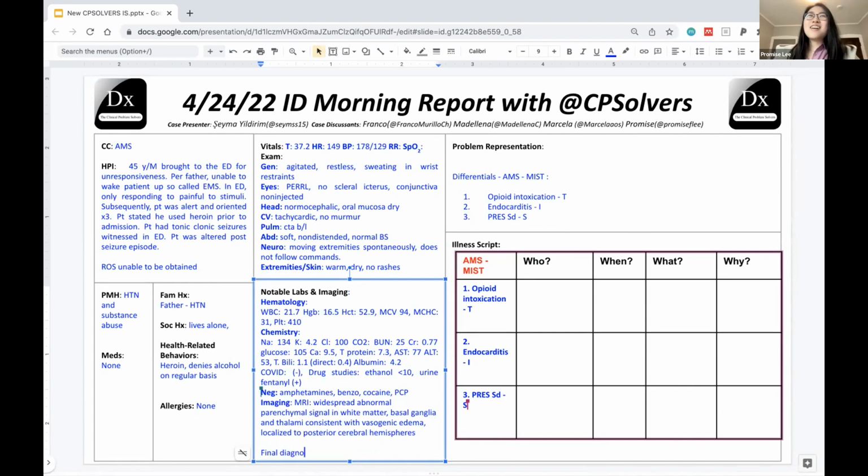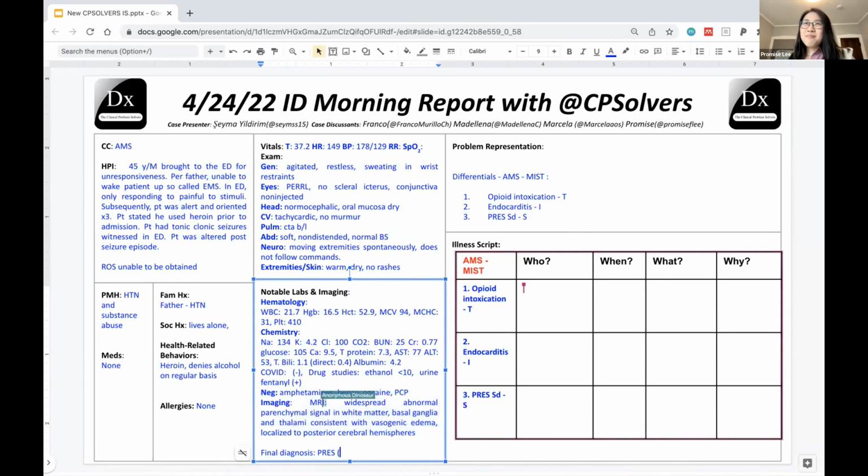Wow, that's definitely a very comprehensive reading of the MRI, and this is a very humbling diagnosis of PRES. And I think starting with the MIST mnemonic really helped us stay organized and tackle a chief complaint of altered mental status. And I just learned so much from this case.